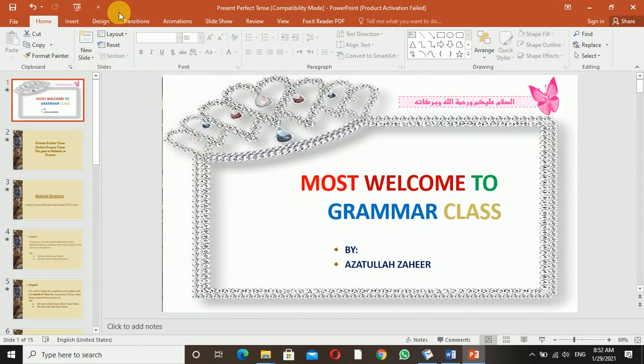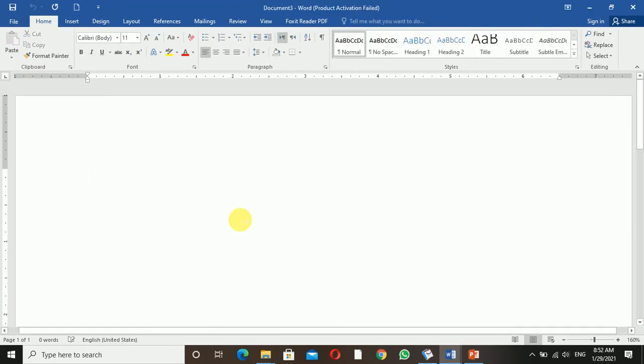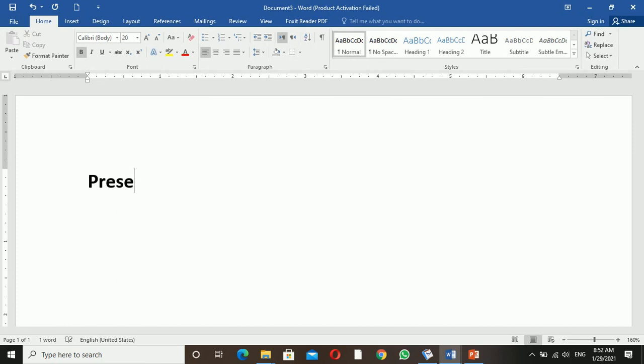The very first thing is the structure. So let's study the structures of present perfect tense. Sorry, not present perfect continuous tense. Present perfect tense. So, dear students, we have to study the structures first.